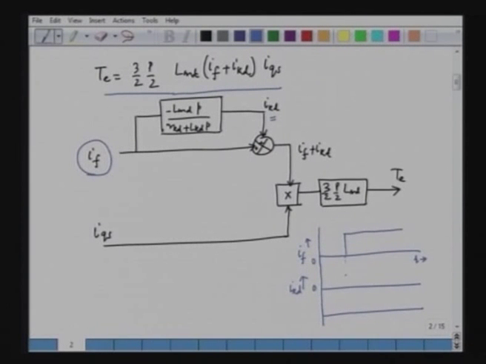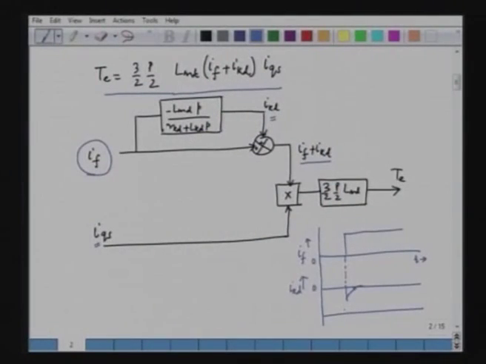will be negative, and it will decay down to 0 as per the damper time constant. So, due to this negative damper current, the torque, which is the product of If plus Ikd and Iqs, will be delayed, because damper current is gradually decaying down and the torque will gradually increase to the steady value. So, this is the torque response.